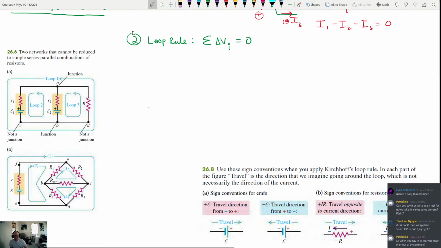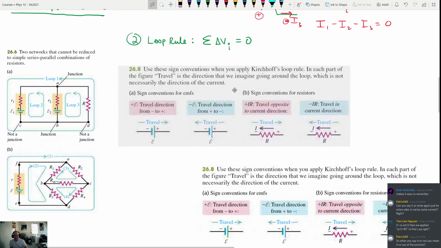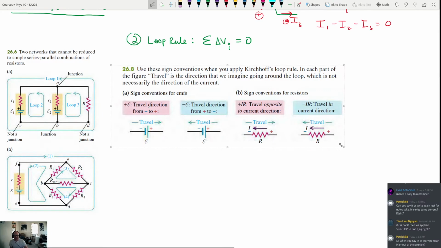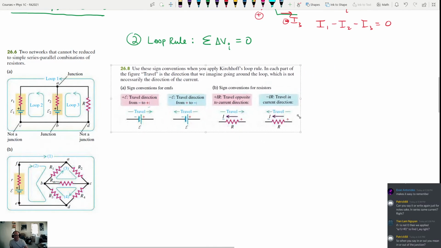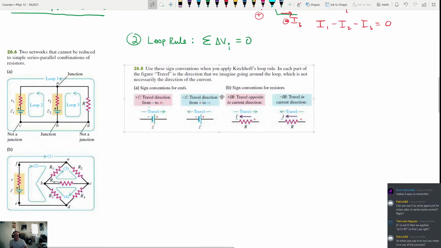Now, how do you actually use the loop rule? To use the loop rule, we have to have conventions. And these are the conventions right here. I'm going to show you how this would be written down for the circuit that's here, and then we're going to do an example. Ooh, this is kind of tough for this circuit, actually. There's already so much stuff drawn on there. So how about I draw my own circuit? It seems like a good thing to do.